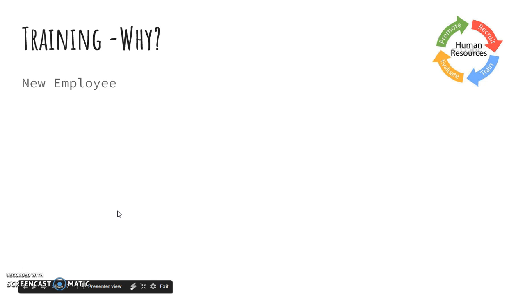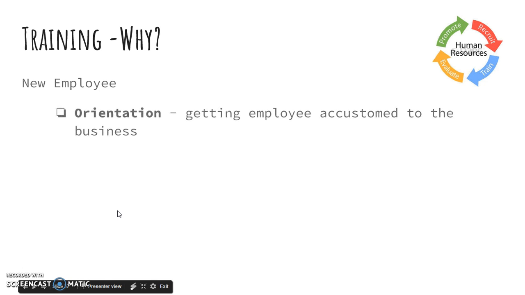Well, when you train, you have a new employee. And when the new employee comes on board, the first thing that the new employee is going to have to be exposed to is an orientation. Now, the orientation is going to be getting the employee accustomed to the business. This might be in terms of training videos, seeing the office, walking through some of the responsibilities that this person is going to be responsible for, meeting some of the other employees and coworkers that they will be working closely with on a daily basis. These would all be things that would be considered in the orientation.